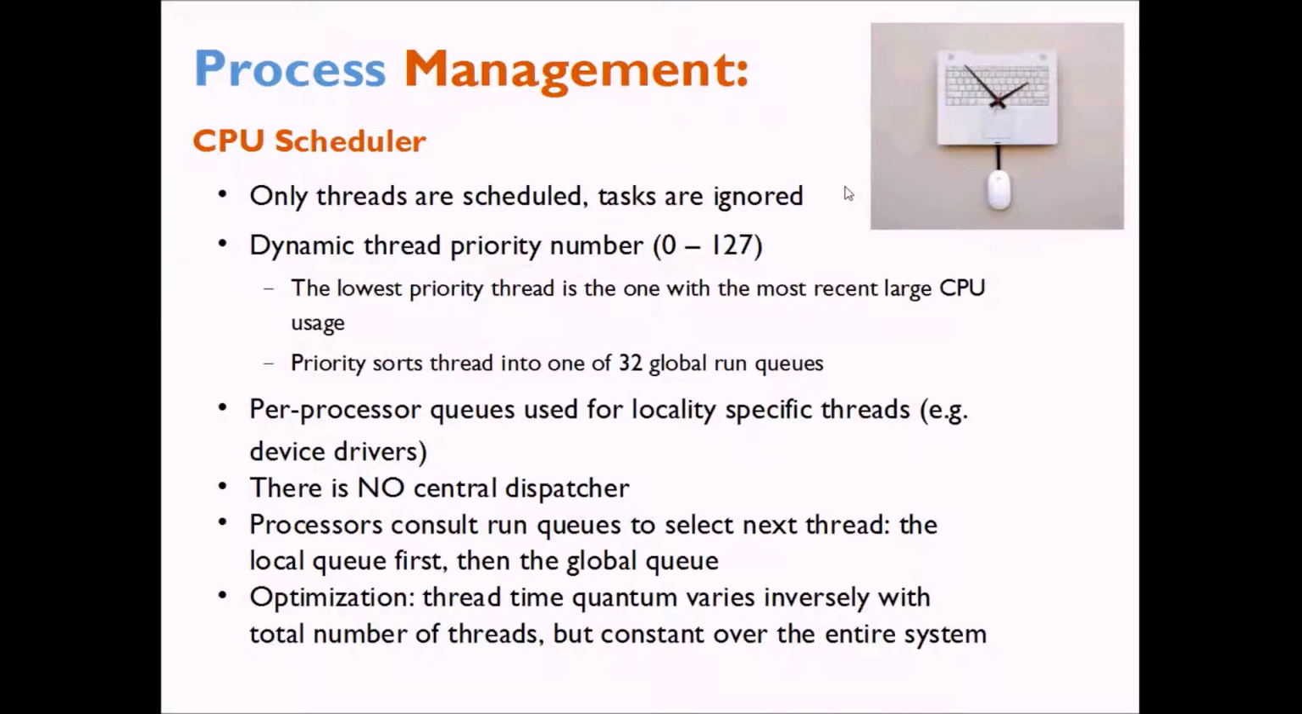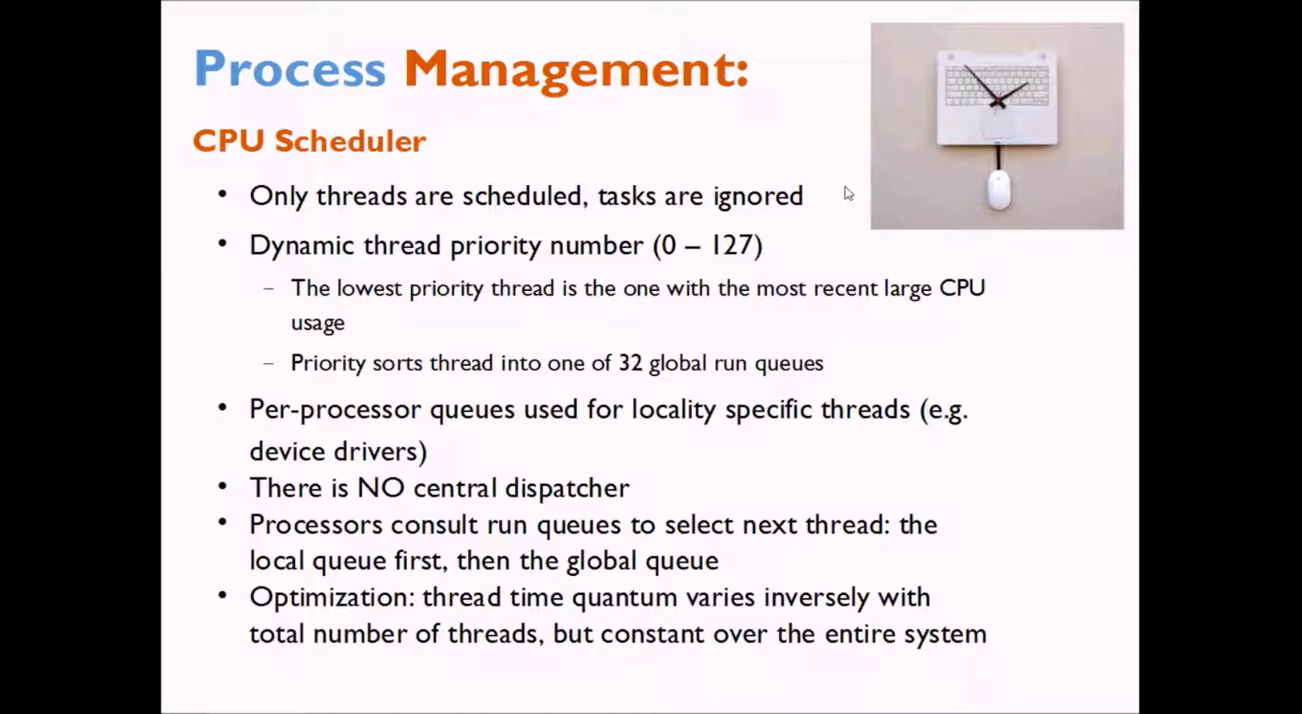After that is the process manager. We are going to talk about the CPU scheduler. In process management, only threads are scheduled and tasks are ignored in the CPU scheduler. In it, the dynamic thread priority number is 0 to 127. The lowest priority thread is the one with the most recent large CPU usage. Priority sorts threads into one of 32 global run queues.